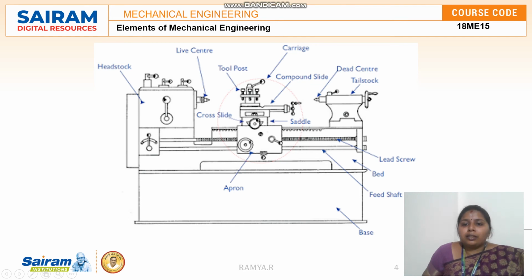And the next, third component is a dead center or a tailstock. All the operations can be done by placing the tool in the tool post, but operations like drilling and boring cannot be done that way, as we cannot place a drill bit in the tool post. So in order to place the drill bit, we have this tailstock. The maximum length of the workpiece that can be used in a lathe is the distance between the live center and the dead center.